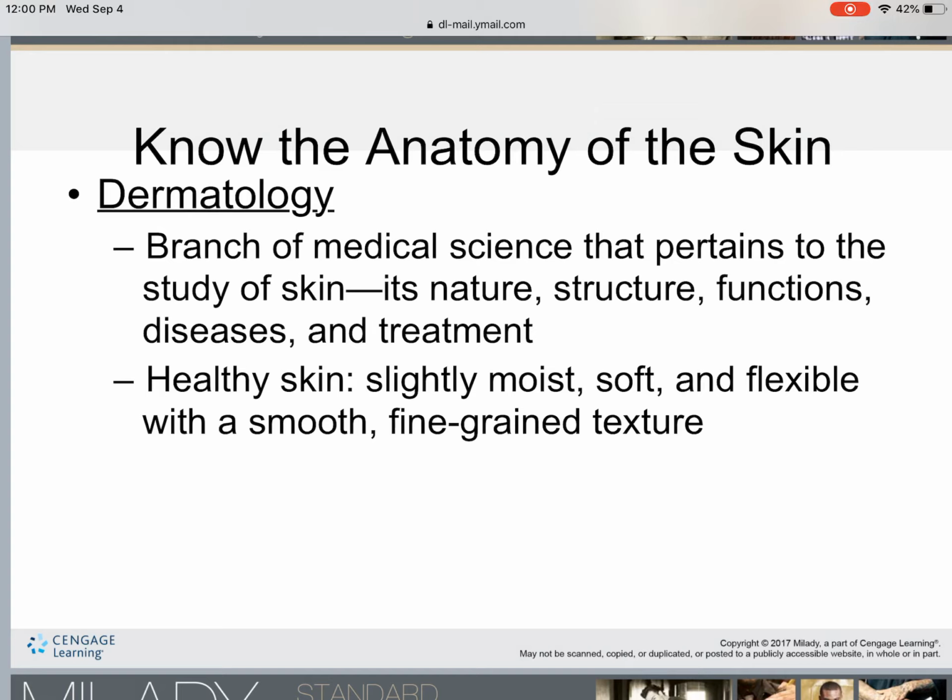Okay, how do you identify healthy skin? As we know, or if we don't know, the skin is actually the largest organ of the body. It has a primary function of serving as our outer coat and protecting all of our internal organs. But what does healthy skin look like? Well, it's slightly moist, soft, and flexible with a smooth, fine-grained texture. The slightly acidic pH of healthy skin provides a protective barrier against organisms that touch or try to enter it.